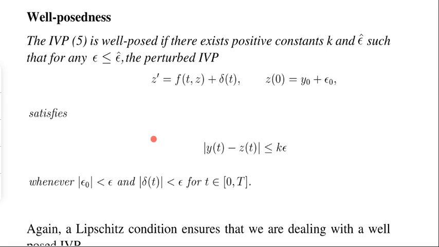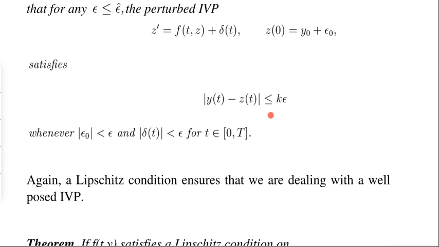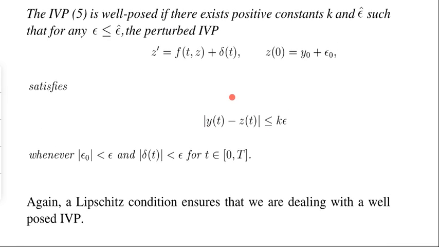Here we are familiar with a new concept, well-posedness. If we have some small changes in our initial condition or in the data in our ODE, and we have this condition between the solution of our main problem and the solution of our perturbed problem in this form, we will say our problem is well posed and the solution is stable.